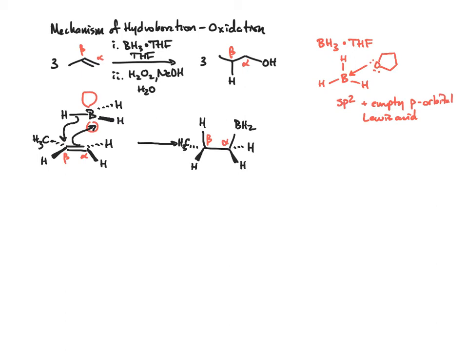Before we move on to do that, I want to just take a brief minute to explain why the borane does not add the other way to the pi bond. So this is the approach that is not preferred, and it's based on steric hindrance. So let's go ahead and show that under here. In this approach, carbon alpha will get the H, carbon beta will get the boron.